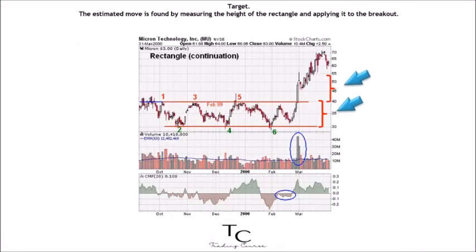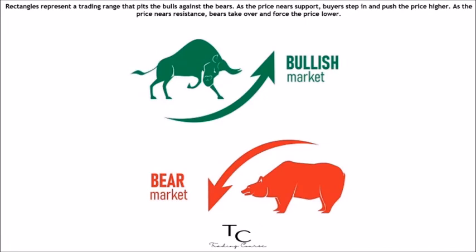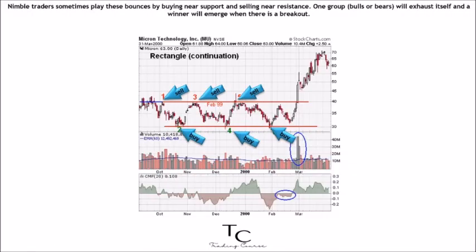Target. The estimated move is found by measuring the height of the rectangle and applying it to the breakout. Rectangles represent a trading range that pits the bulls against the bears. As the price nears support, buyers step in and push the price higher. As the price nears resistance, bears take over and force the price lower. Nimble traders sometimes play these bounces by buying near support and selling near resistance.